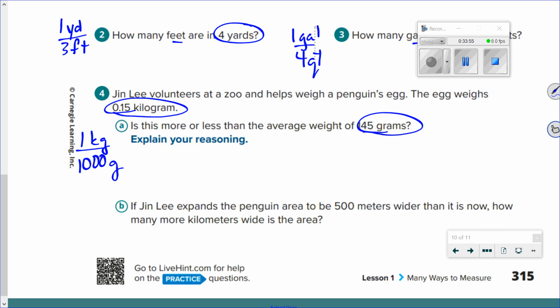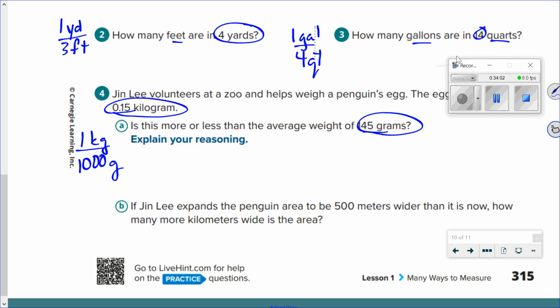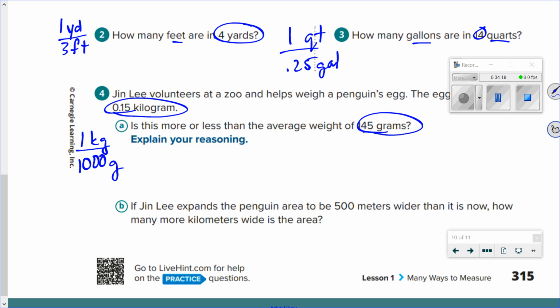Should number 3 be 1 quart is 1/4 gallon? Which way is it going? 14 quarts? Yeah, it should be. So 1 quart is 0.25 gallons, for switching from quarts. And then this one is switching from meters. So 1 meter to kilometers is 0.001 kilometers.